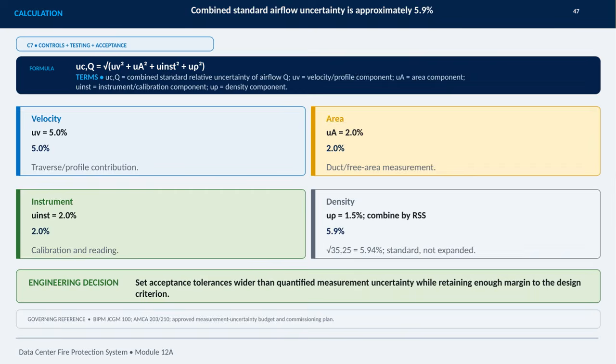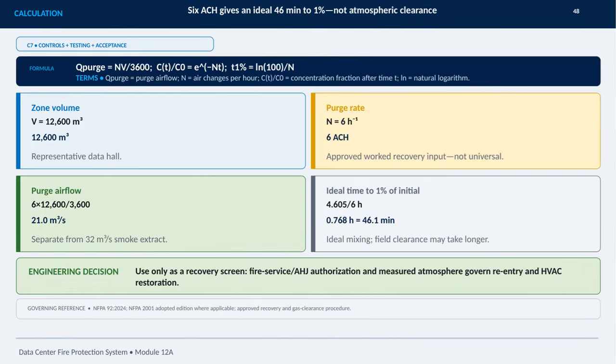This slide works through a representative purge calculation for a data hall, using a volume of 12,600 cubic meters and an approved recovery input of 6 air changes per hour. The basic airflow relationship is Q purge equals N times V divided by 3,600. Substituting those values gives a purge airflow of 21.0 cubic meters per second.